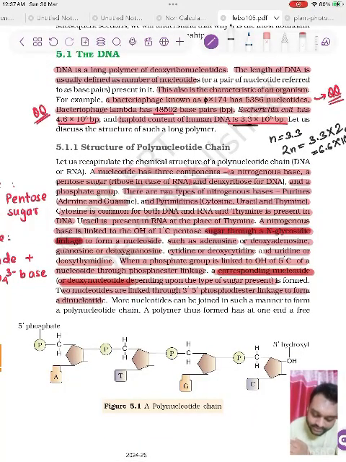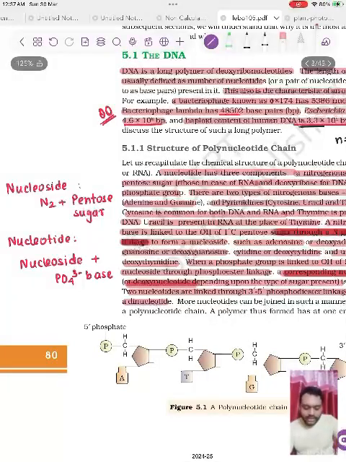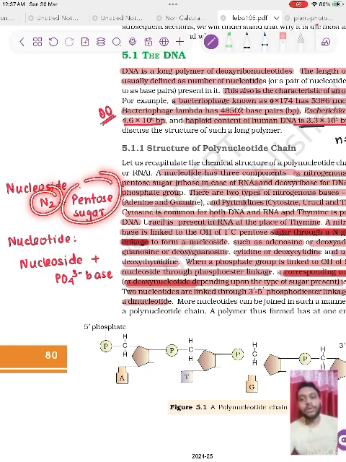Okay, that is a nitrogenous base, a pentose sugar that can be either ribose in case of RNA and deoxyribose in case of DNA, and a phosphate group. So basically there are two terms you need to know: one is nucleoside, another one is nucleotide. What is a nucleoside? Nucleoside is basically the nitrogen base plus the pentose sugar. But when we add the phosphate, then the nucleoside turns into a nucleotide. So basically nucleotide is nucleoside plus phosphate.